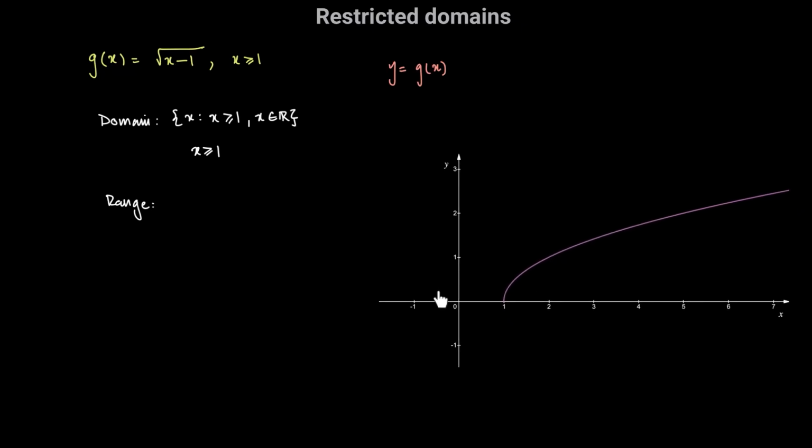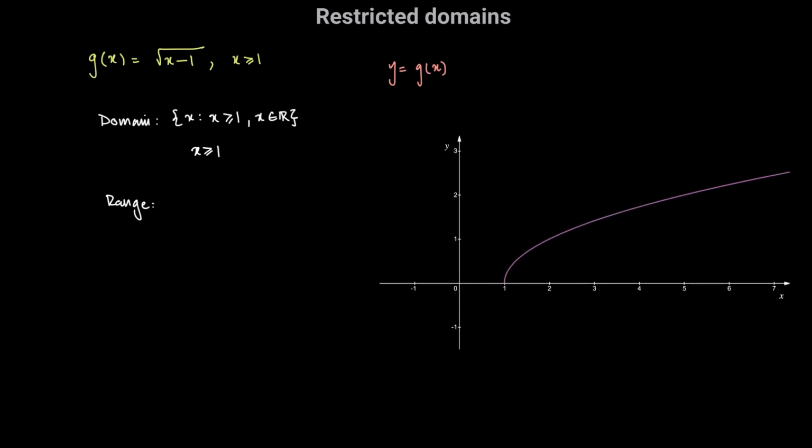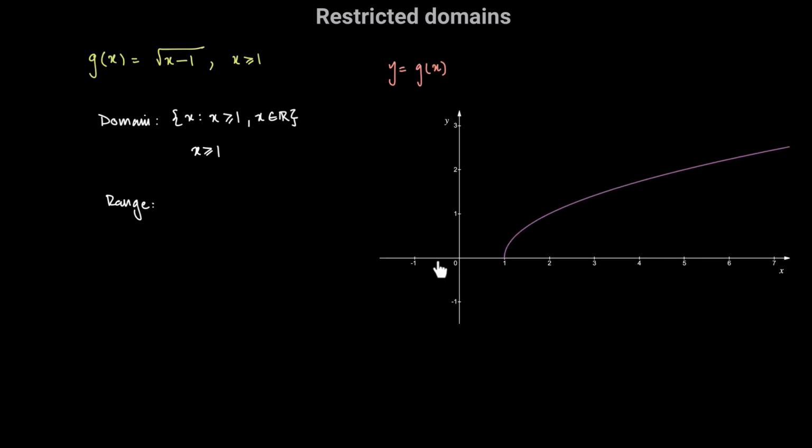What we can see here is obviously that x can't be less than 1, since then we would have the square root of a negative number. So the smallest possible value of x is x equals 1. At that point, the output y is equal to the square root of 1 minus 1, so that's the square root of 0. So the lowest possible value for the output is 0. And as x increases, y also increases.